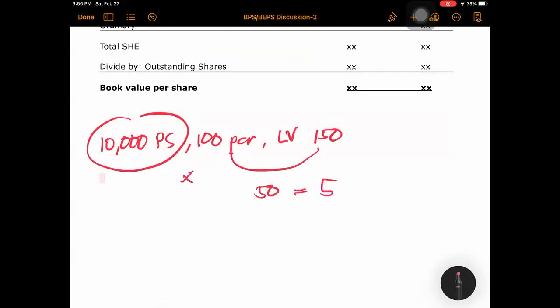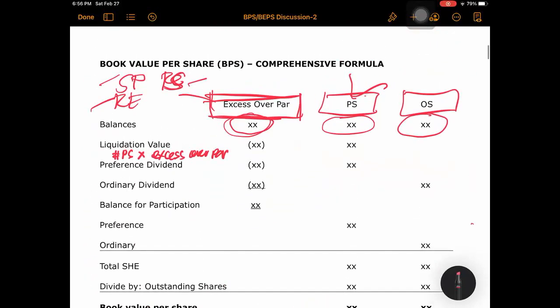That's, tama ba? 500,000? 10,000 times 50. Okay, let's say 500,000. Therefore, this is the liquidation value that you need to deduct on the excess over par. So that's the liquidation value. So, dili ang whole amount ha. Excess lang over par ang atong i-account. Then, syempre, liquidation value is only available to your preference shares. So, i-add dito sa preference share nga column. So, add siya to compute the shareholders' equity for preference.